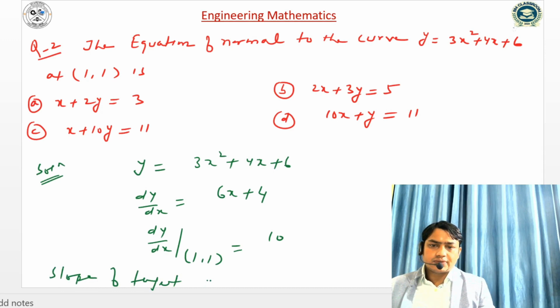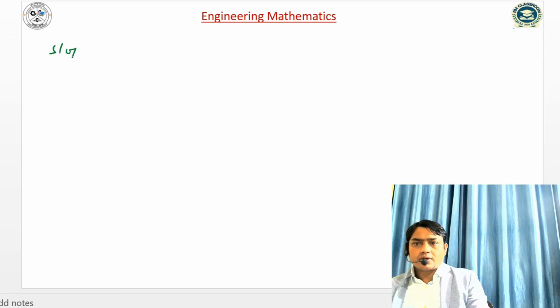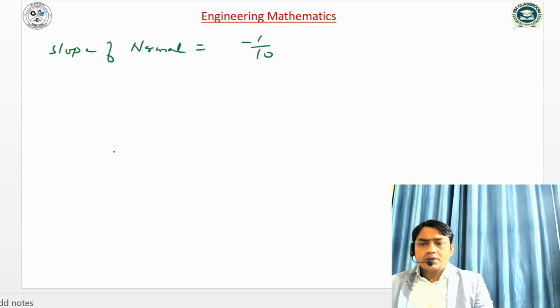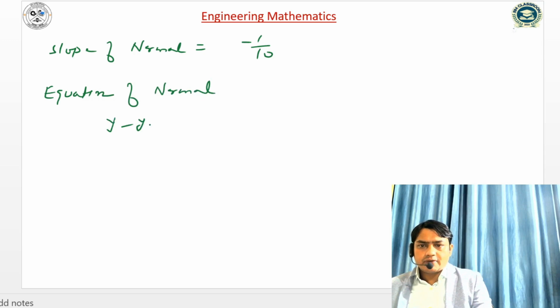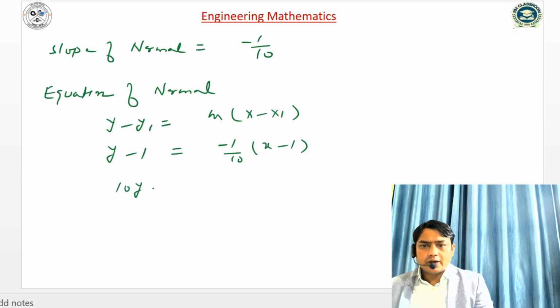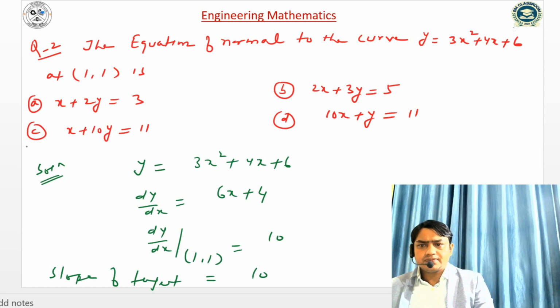So the slope of normal is equal to minus 1 by 10, because the product will be minus 1. So the equation of normal can be computed. Equation of normal, y minus y1 is equal to m into x minus x1. So y minus 1, because the point is (1, 1), is equal to slope minus 1 by 10 into x minus 1. So it will be 10y minus 10 is equal to minus x plus 1. So x plus 10y is equal to 11. X plus 10y is equal to 11. C option is correct. So this is the equation of normal.